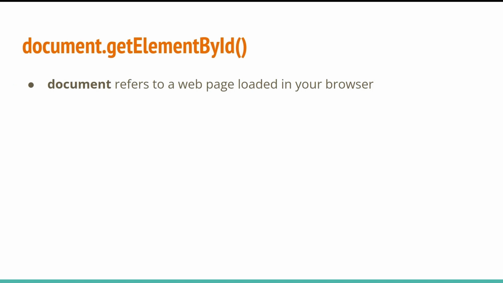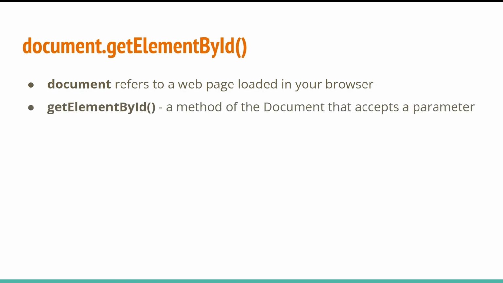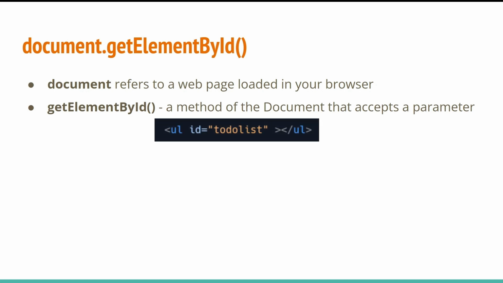So what is the document.getElementById function? Well, the document refers to the web page that's loaded in our browser. In our case, this is the to-do list page that we have loaded in the Replit browser. The document has a method called getElementById, and what that does is it looks into our document and finds a specific ID, and then it returns that element. In our case, we have an ID called todolist. So if we pass in a parameter that's a string called todolist, that should help us find the UL element.